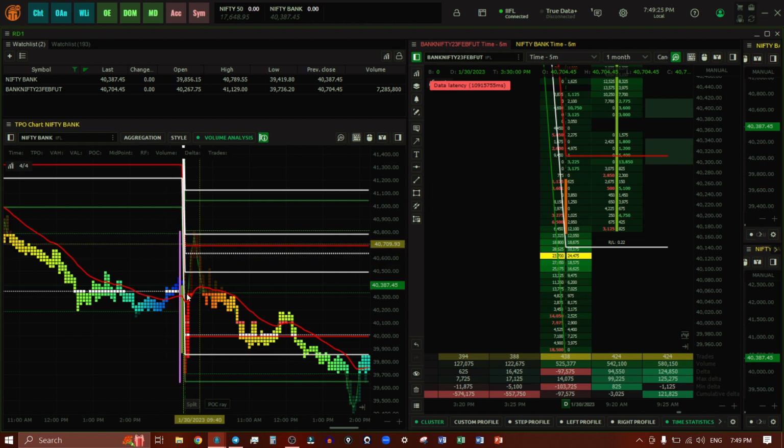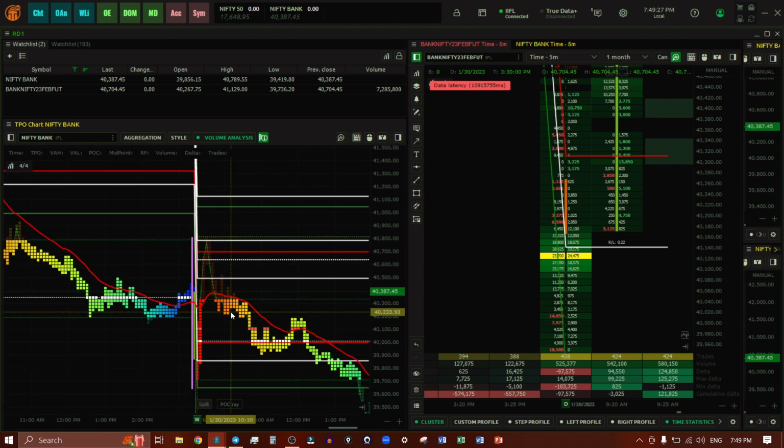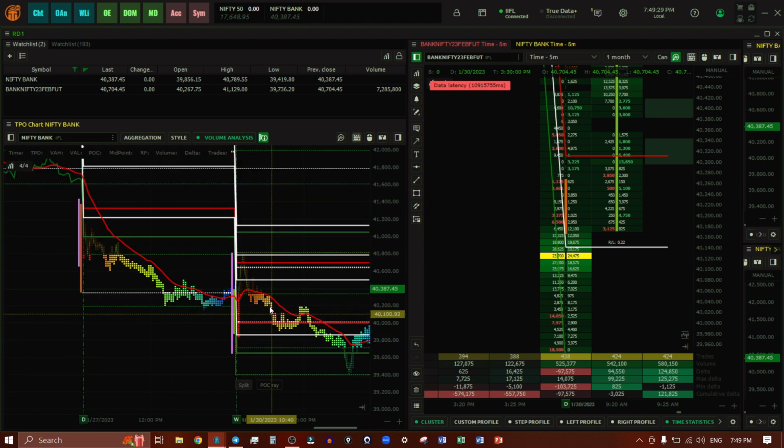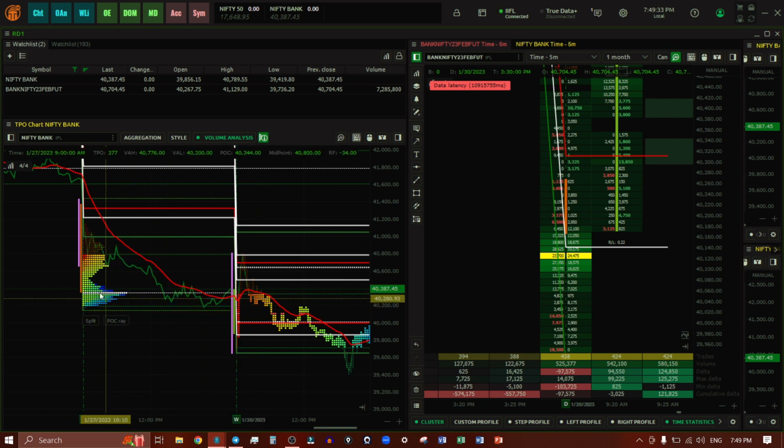So this was in the morning. Later on, as the market is reversing, the market is taking some support near this previous day's market profile POC. This is the very good distribution.